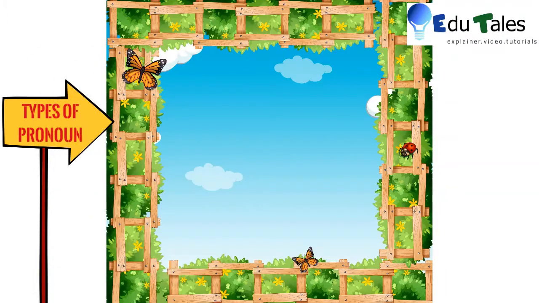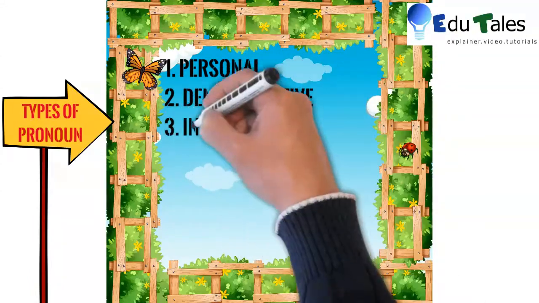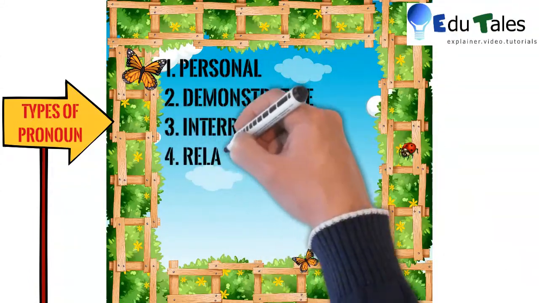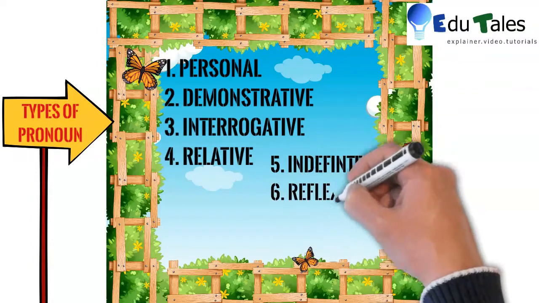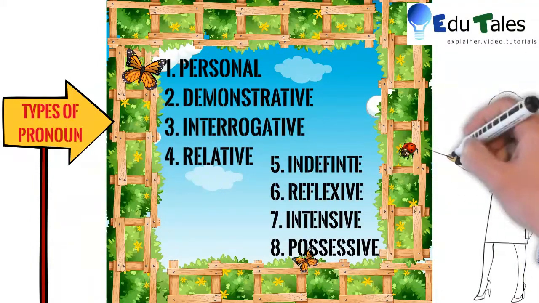In all, there are 8 types, which we'll understand with suitable examples as follows: personal pronoun, demonstrative pronoun, interrogative pronoun, relative pronoun, indefinite pronoun, reflexive pronoun, intensive pronoun, and possessive pronoun.